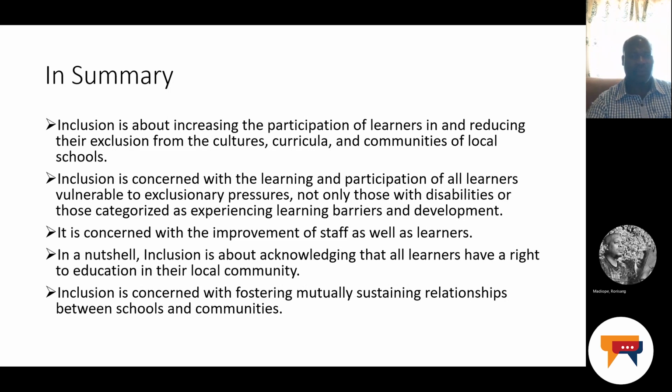It is concerned with the improvement of staff as well as learners. And in a nutshell, inclusion is about acknowledging that all learners have a right to education in their local communities. And inclusion is concerned with fostering mutually sustaining relationships between schools as well as communities.